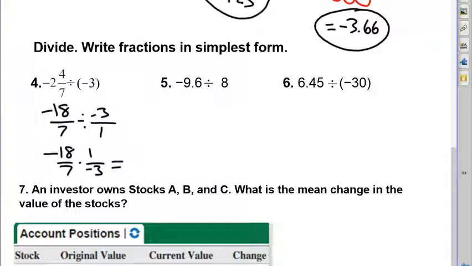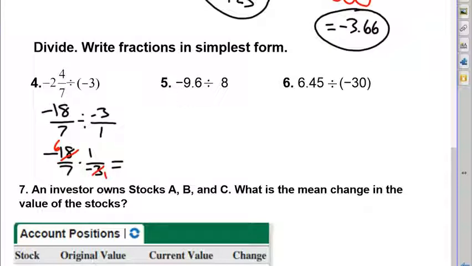And now I just need to multiply straight across, or I could simplify first. I prefer to make my number smaller than bigger, so I'm going to simplify this. 18 and 7 have no common factors. Neither do 1 and 3. But look at the diagonals. 18 and 3 are both divisible by 3. 18 divided by 3 is 6, and 3 divided by 3 is 1.